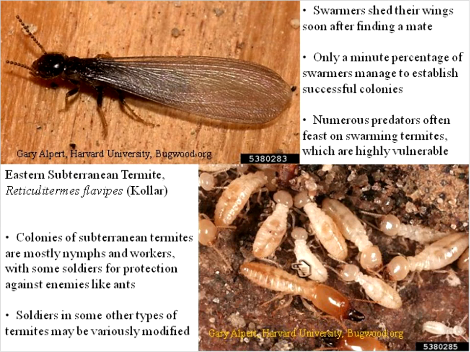There are some other kinds of termite soldiers that are modified to spray defensive chemicals to help protect the colony. The termite swarmers will shed their wings shortly after they've flown. They'll settle, they'll find a mate, and then they'll drop the wings because they're not going to need them for the rest of their lives. But thankfully, only a very tiny percentage, just a fraction of a percent of the swarmers, are ever able to establish colonies, and most of those colonies die at a very young stage.